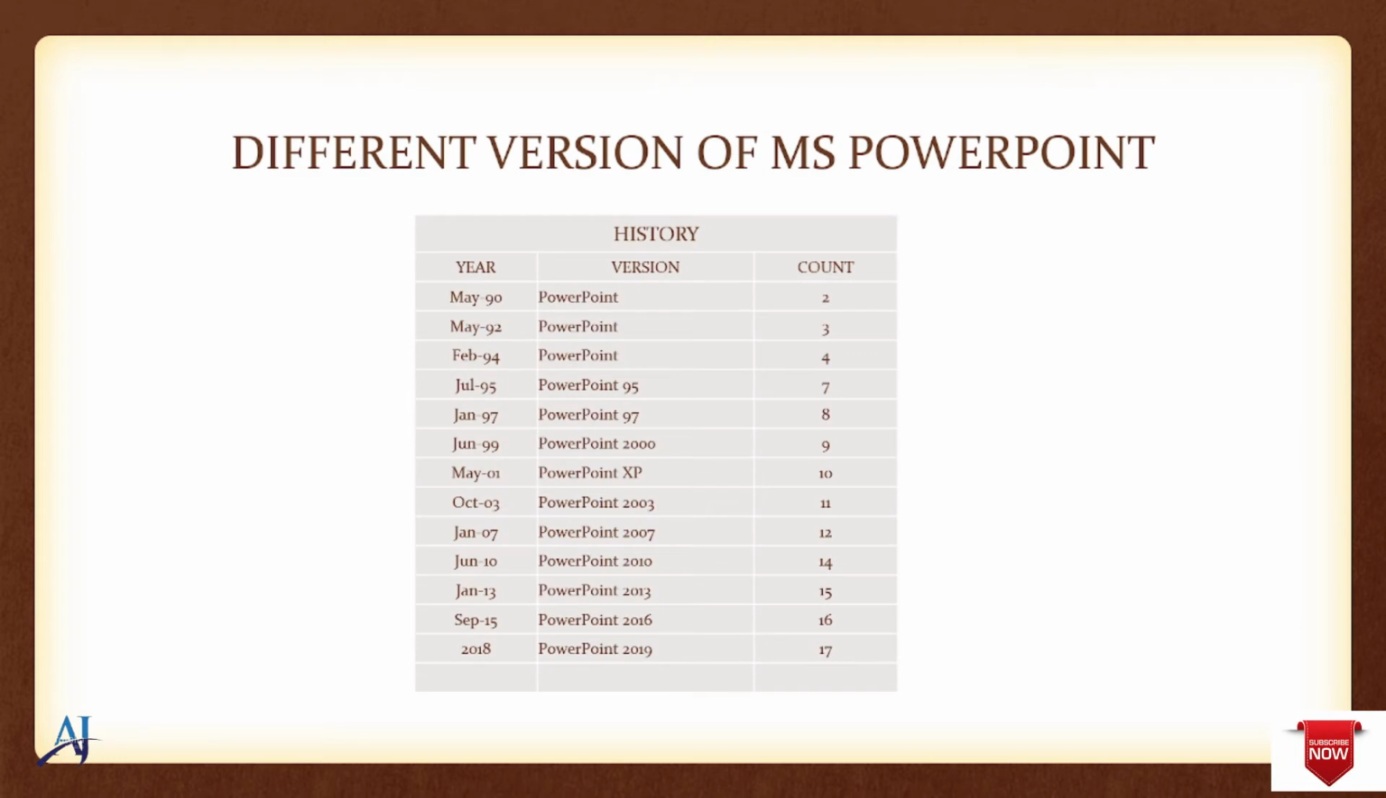Here we are having a list of different versions of MS PowerPoint. Actually, MS PowerPoint, the second version, was introduced in May 19. All the PowerPoint versions which are listed here are GUI programs. A GUI program is one where we are using a mouse. The full form of GUI is Graphical User Interface.